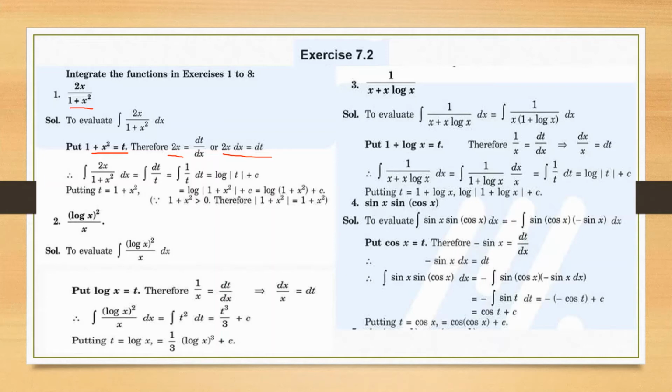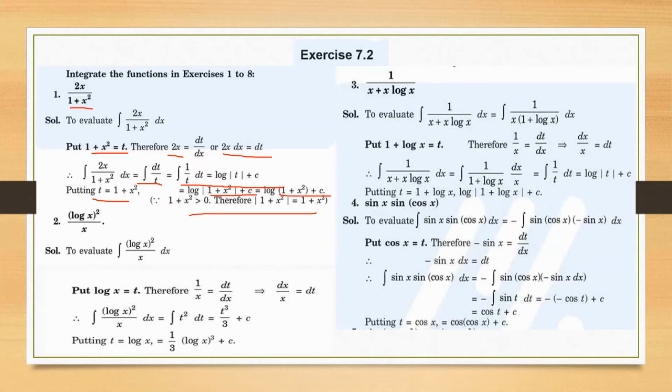So it becomes dt by t again. See, 2x dx is dt, so it is dt by t, which is log mod t plus c. Now put back the value of t, that is log mod 1 plus x square plus c, and this is your desired answer. Right?